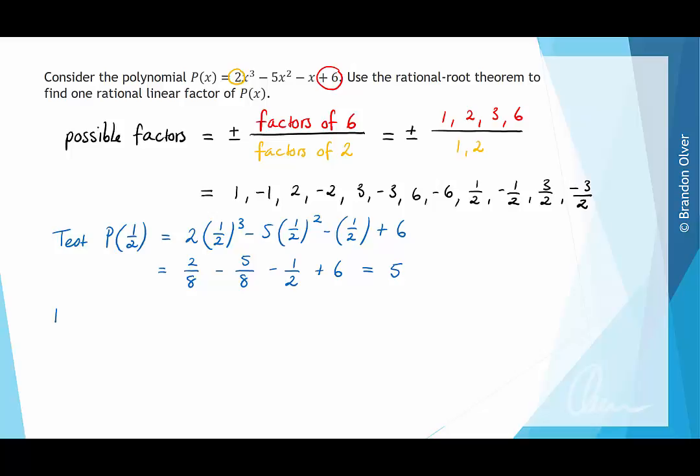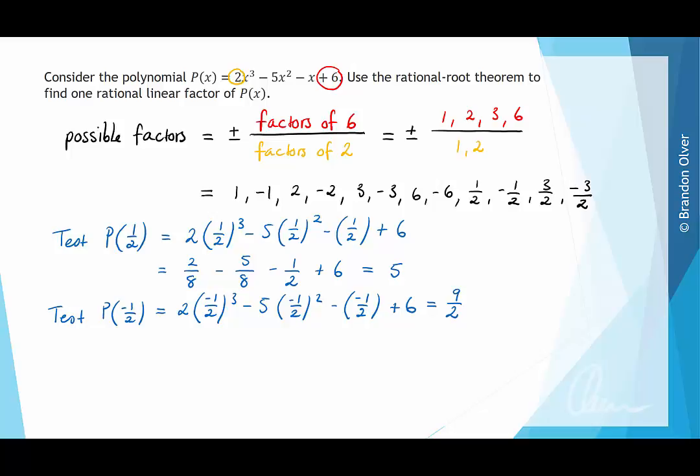So next we're going to test p of negative 1 divided by 2. So we sub negative a half in and we have 2 times negative 1 over 2 cubed minus 5 times negative 1 over 2 squared minus negative 1 over 2 plus 6. And that is equal to 9 divided by 2, so it is also not a linear factor.